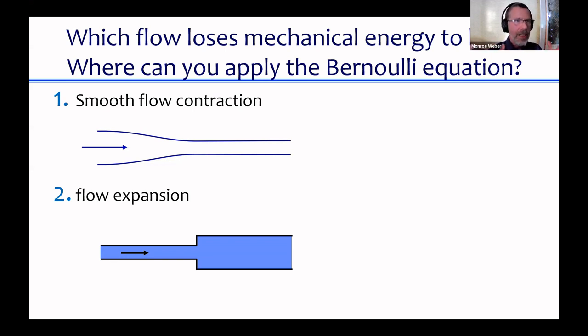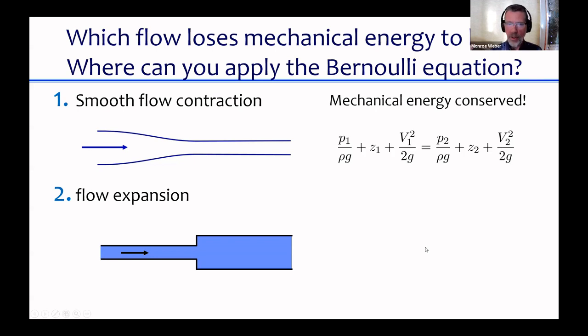And when you took fluids, I bet you learned that you lose energy when you go through a contraction in a pipe, which is true. But if you go through a gradual contraction, you don't. And it's kind of fun to understand why you lose energy in a sudden contraction. Hopefully by the time we're done with this, you'll get that. So with a smooth flow contraction, we can apply the Bernoulli equation. In that case, mechanical energy is conserved and it's completely legitimate to use the Bernoulli equation along a streamline.